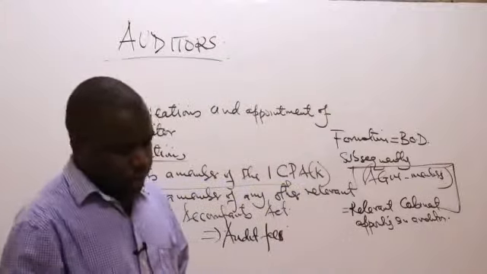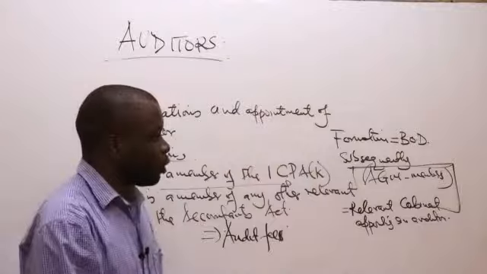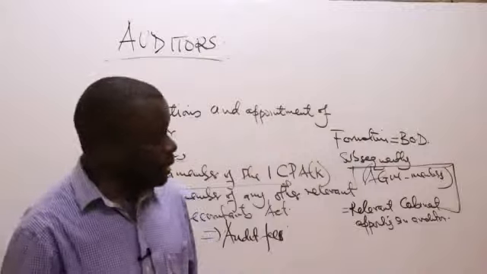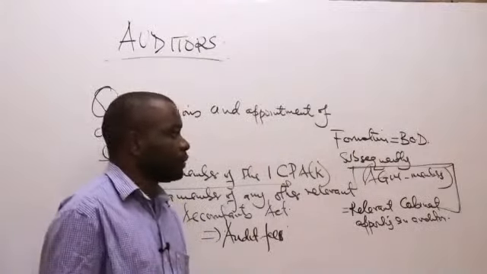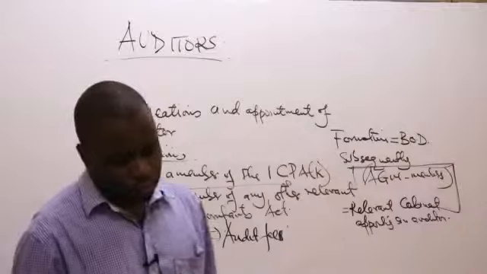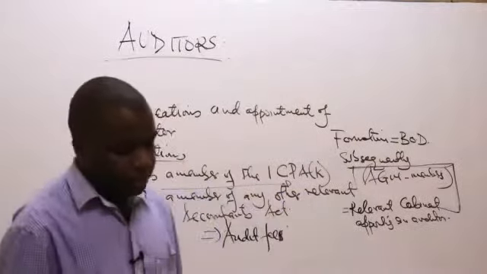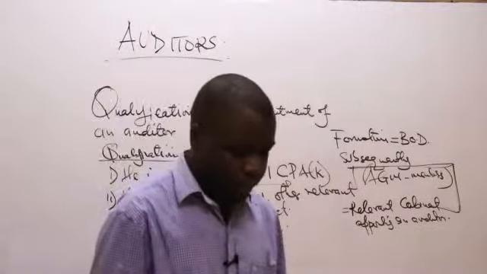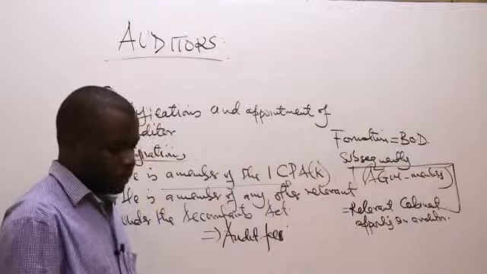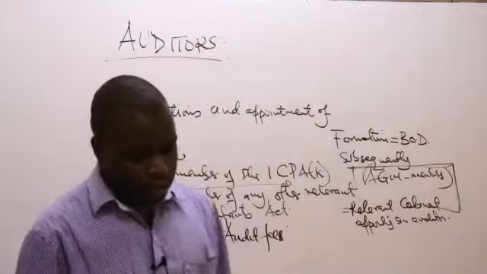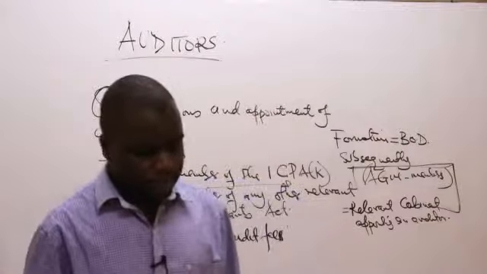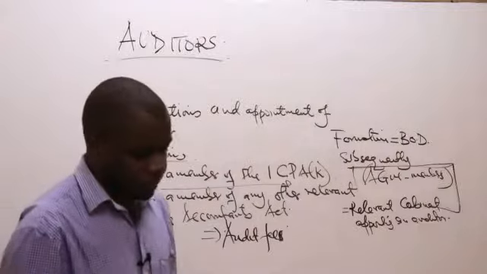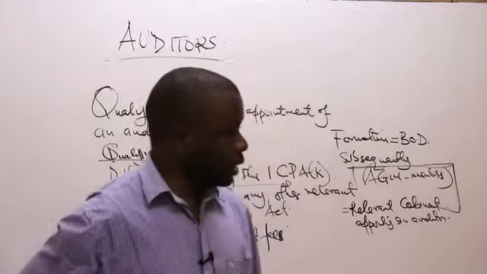Then you can talk about, if the directors fail to appoint the first auditor, the company can make an application to the relevant cabinet secretary to appoint one.